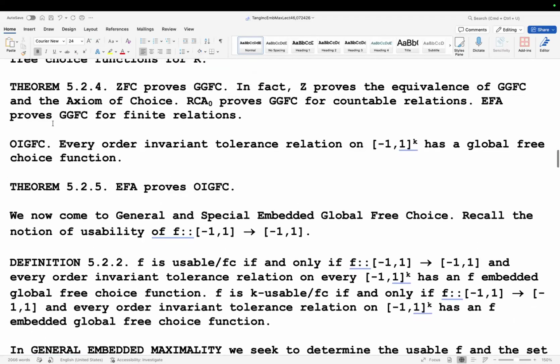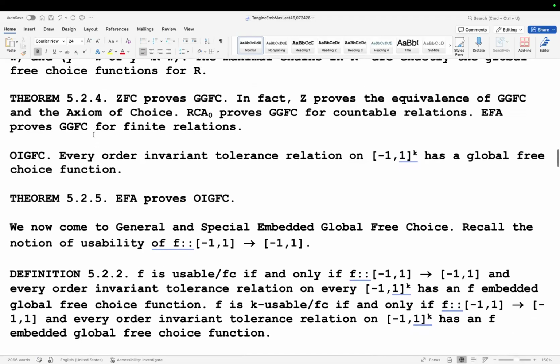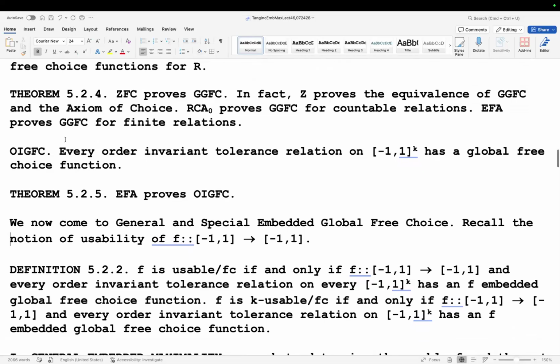Now, if you just make it order invariant, in other words, global free choice theory for order invariant relations, this can be proved in EFA in the appropriate sense, because it's an infinite statement, but the point is you get an explicit example. This was discussed in embedded maximality: with order invariance, you can actually prove the thing in EFA. All right.